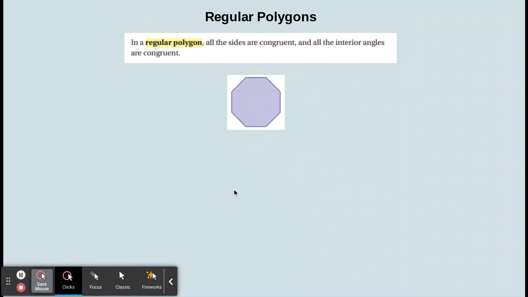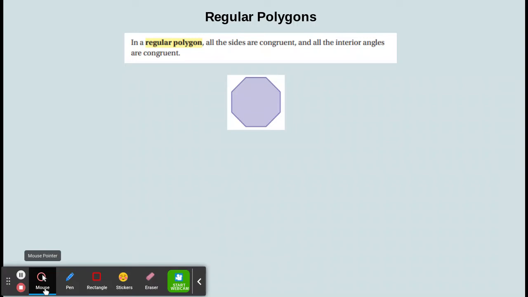All right, regular polygons. A regular polygon is a polygon where all the sides are congruent and all the interior angles are congruent. So that means this side equals this side equals this side, and so on. And this angle equals this angle equals this angle. They all have the same measure. So the sides have the same measure and the interior angles all have the same measure.